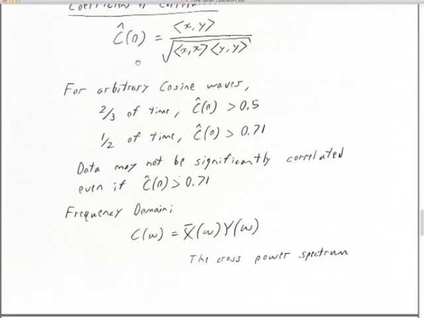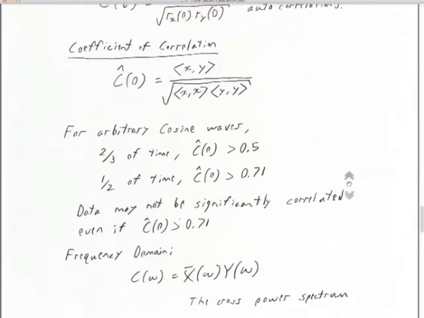So there the question is not really what's the amplitude of the coefficient of correlation. The question really is how well can we identify that match time from the peak? How broad is the peak in the coefficient of correlation? And that's a different question again.